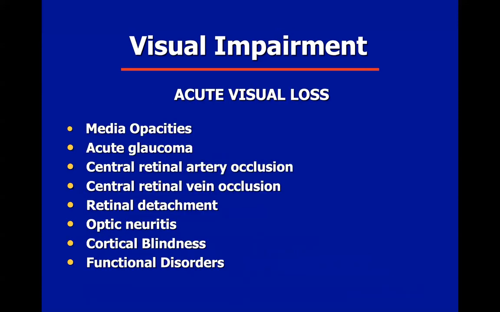So with acute visual loss, you have your media opacities, you have your acute glaucoma, very different from the chronic, which we'll differentiate, your central retinal artery occlusion, your central retinal vein occlusion, your retinal detachment, optic neuritis, cortical blindness, and functional disorders. I'm going to be going through this, and interestingly, a lot of what I will be covering in the visual impairment will overlap with the systemic diseases. So I'm going to be covering it more here, as this is your first lecture, and then simply allude to it when I'm doing your systemic lecture.